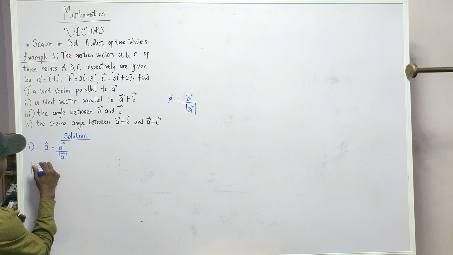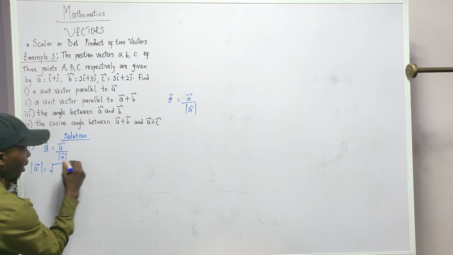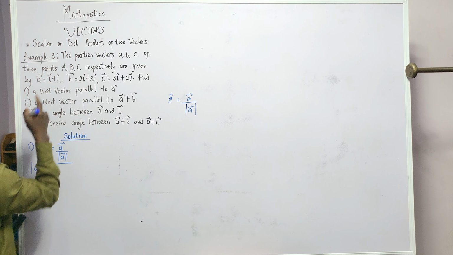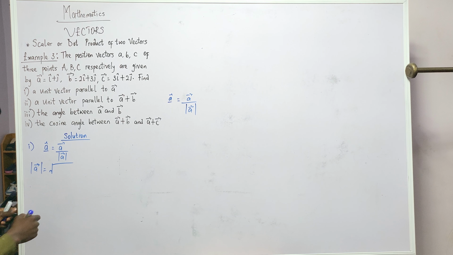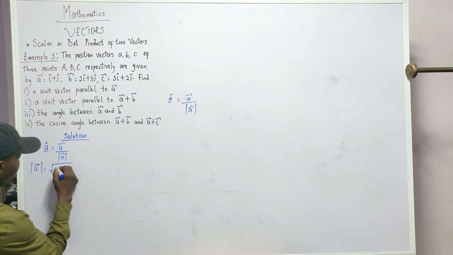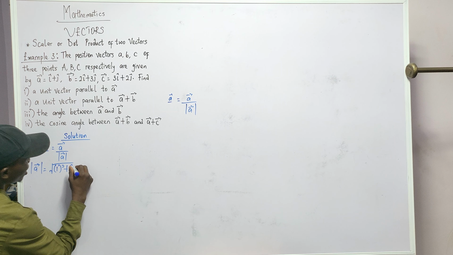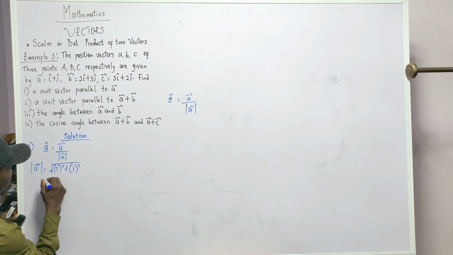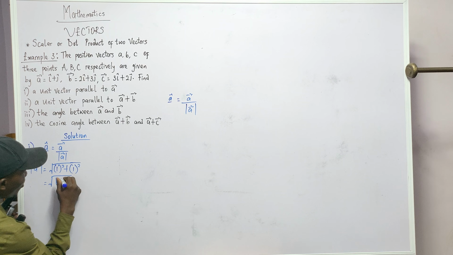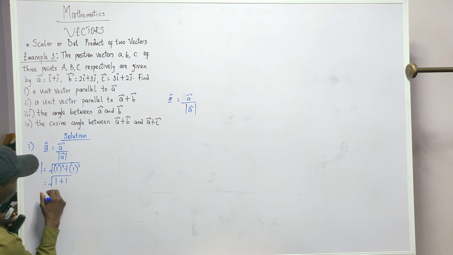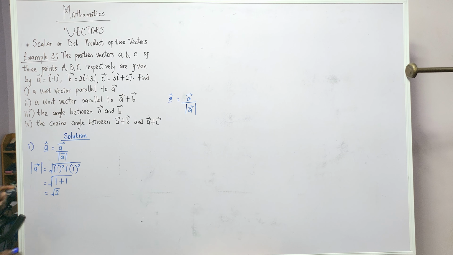So what is now the magnitude? That's the magnitude of vector A, which will be equal to the square root of x squared plus y squared. This is just only two components. So what's the coefficient for I? That's 1 squared plus, what's the coefficient for J? That's 1 squared. So 1 squared plus 1 squared gives us the square root of 1 plus 1, which will give us the square root of 2.